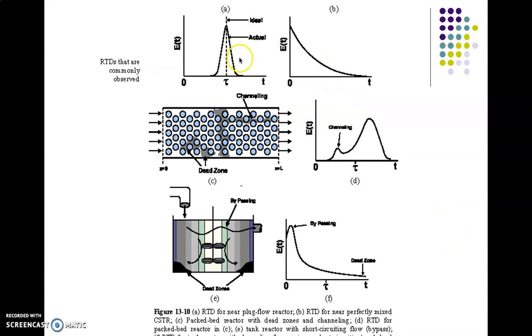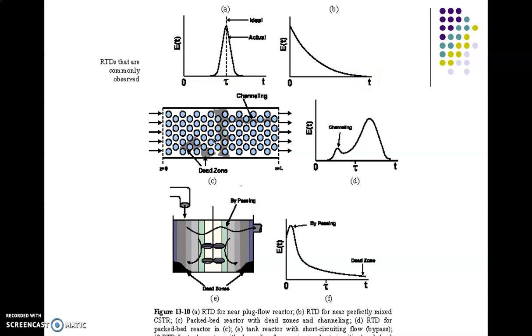In this figure, part A and B show the ideal operation of PFR and also CSTR. This is the E(t) curve for an ideal PFR, and this is the E(t) curve for an ideal CSTR. For an ideal PFR, the peak will be somewhere in the middle, at tau. Here you will see a clean curve showing no tailing.